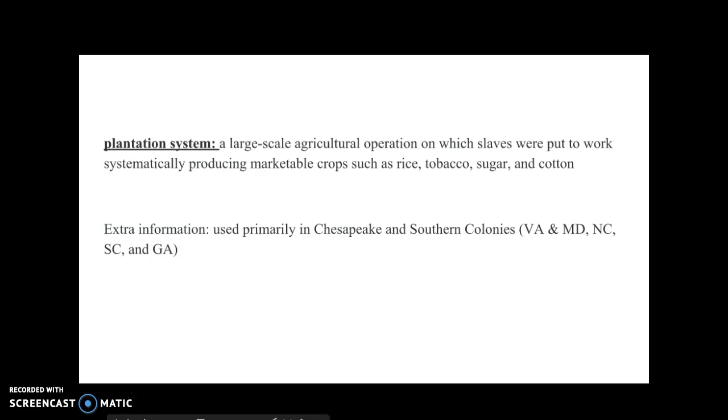in the years leading up to the American Revolution. Plantation system, some extra information here is that we do need to know, and it will be helpful for you to include this piece of information, that is used primarily in the Chesapeake and Southern colonies. Chesapeake colonies are the colonies of Virginia and Maryland, and then the Southern colonies are North Carolina, South Carolina, and Georgia.